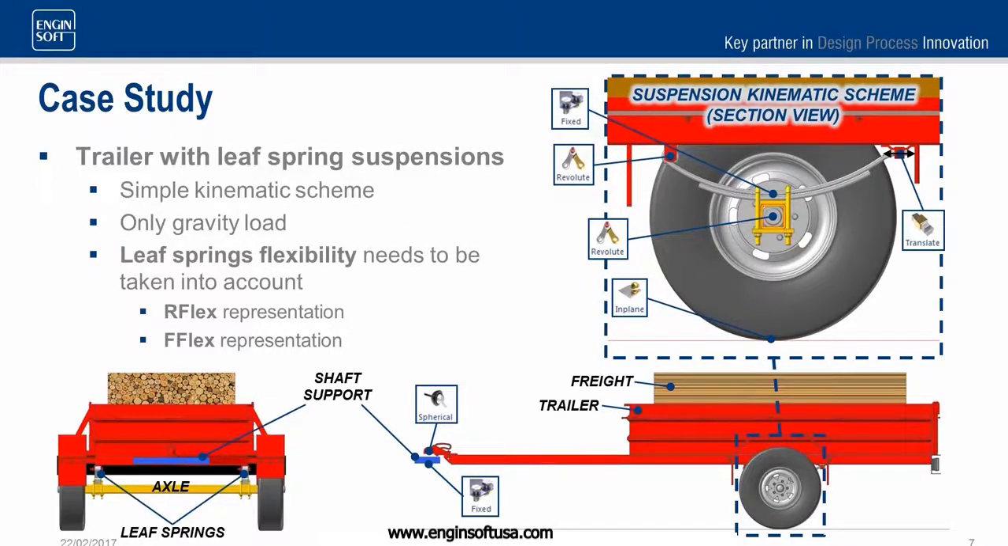You can see in the section view a very simple kinematic scheme for the suspension. So each lift spring is composed mainly of two parts that are fixed to the axle in the midsection. The upper part is also connected to the trailer by a revolute joint and a translational joint. We will model these lift springs with both the reduced flex and the full flex approach in order to finally compare the two flexible methods.